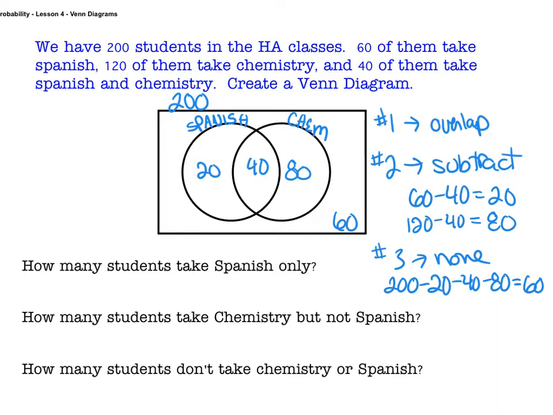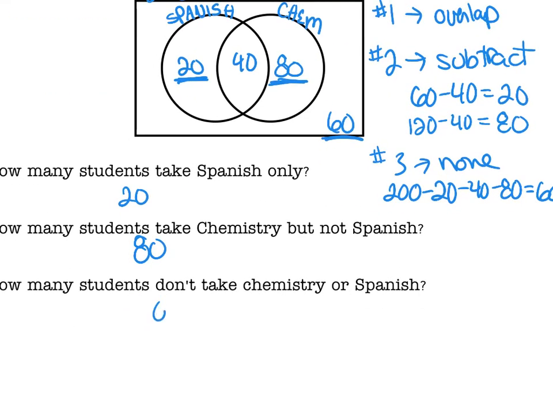Okay, and then we answer the questions. How many kids take Spanish only? 20 are in this Spanish only. How many students take chemistry but not Spanish? That's almost the same exact question, just about chem though. How many kids take chemistry but not Spanish? 80. How many students don't take chem or Spanish? That's this guy right here, 60.